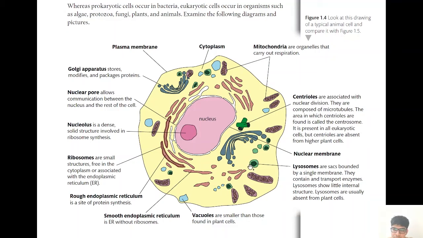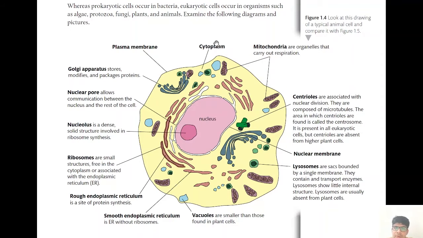And lysosomes, these green ones, are sacs bounded by a single membrane. They contain and transport enzymes. Lysosomes show little internal structure and are usually absent from plant cells. And here we have centrioles, which are associated with nuclear division. They are composed of microtubules, and the area in which the centrioles are found is called the centrosome. It is present in all eukaryotic cells, but centrioles are absent from higher plant cells.